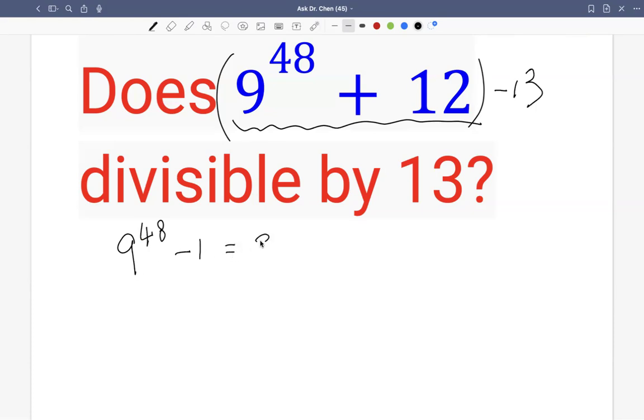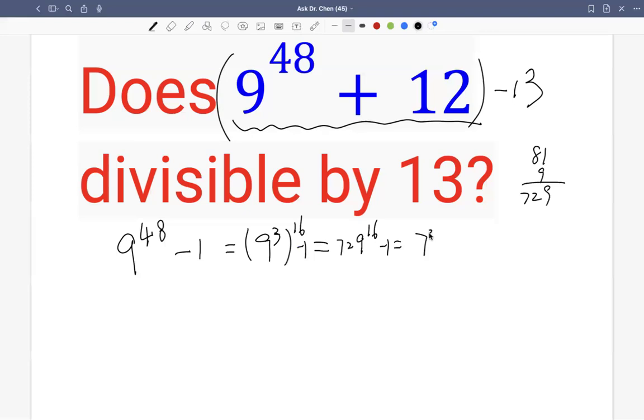So let's lower down the exponents. Think about 9 raised to the 3, then raised to the 16, because 48 can be written as 3 multiplied by 16. Well, 9 cubed: 9 squared is 81, 81 times 9 is 729. So that's 729 raised to the 16. And of course, remember the minus 1.